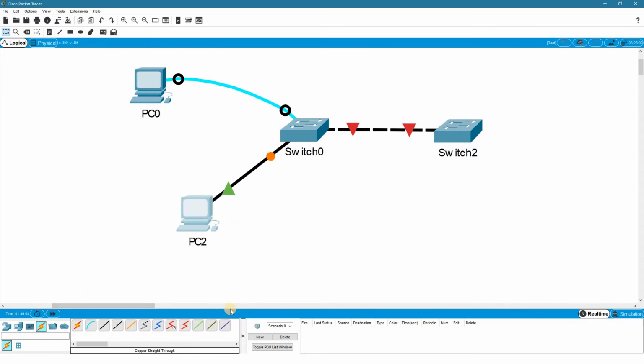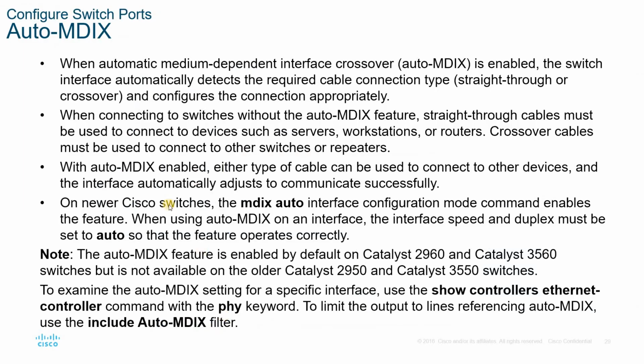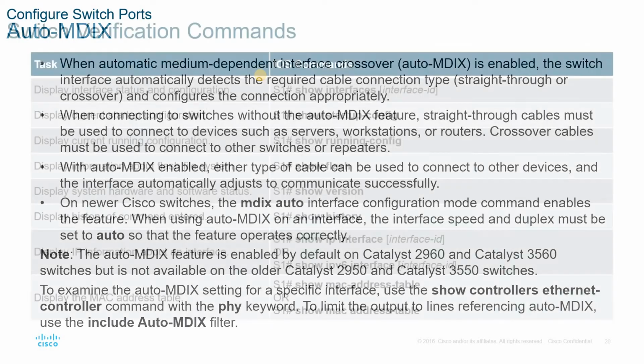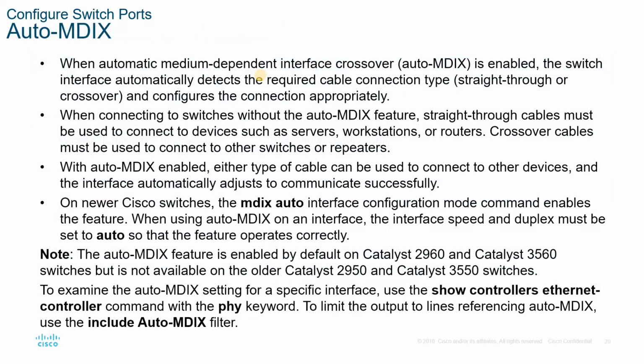Okay, but now, because of the AutoMDX feature of our switches, it will automatically adjust. When the port is set to AutoMDX, it takes care of it, regardless of what kind of cable you used, straight-through or crossover. It will adjust by itself. So, all you have to do is enable MDX auto on the ports you will use.